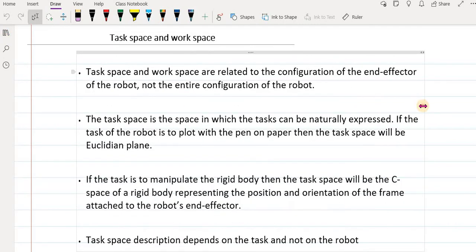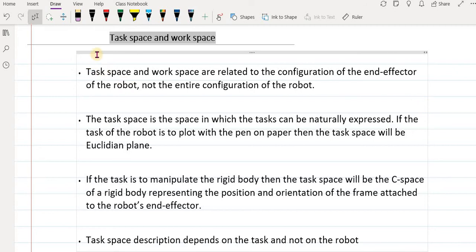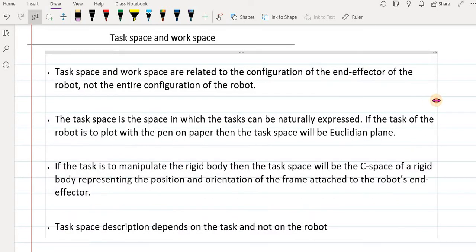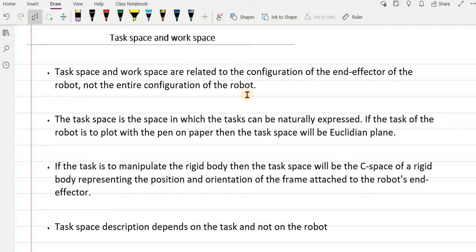Okay, so now we have a totally different topic. Task space and workspace are related to the configuration of the end effector of the robot, not the entire configuration of the robot.